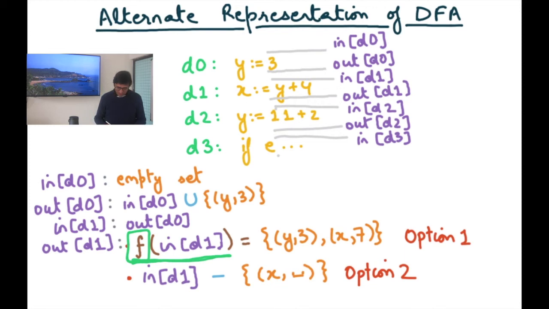The other option is a simpler option, where you just say, okay, x is being assigned a value, it's an expression, and this expression is not a constant.